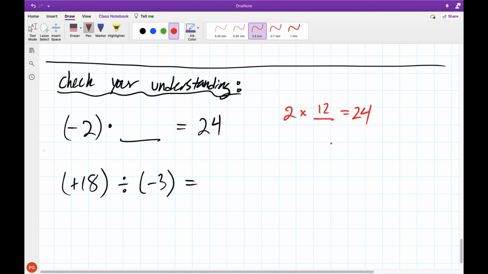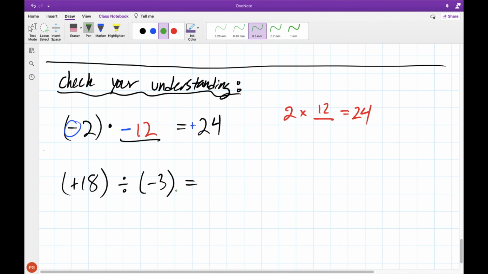Now we have to worry a little bit about the sign. We know that our answer is going to be positive. We've got a negative here. So what needs to go here in order to give us a positive at the end? We're going to need another negative. So the thing that should go into our blank here is negative 12. Negative 2 times negative 12 gives us positive 24.